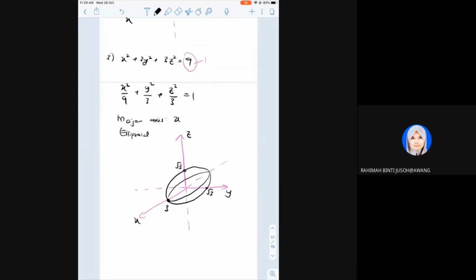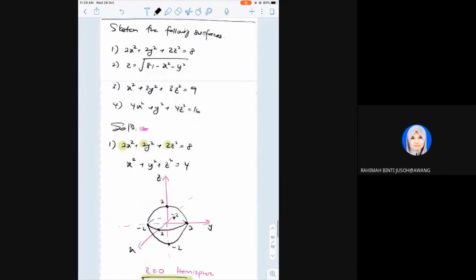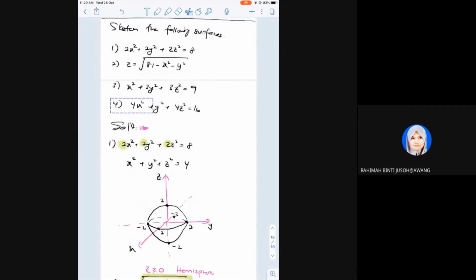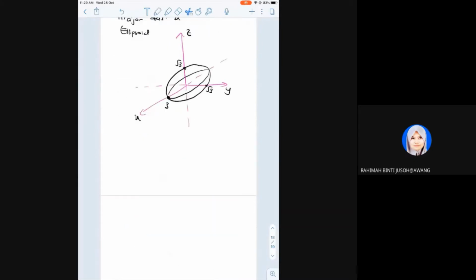Okay, last question untuk ellipsoid. Apa magic axis dia? Sekali imbas ni you tengok. What's the magic axis? Y, yes, okay. So we will divide everything by 16. We have x squared over 16 jadi 4 plus y squared over 16 plus z squared over 4 juga, so 1.